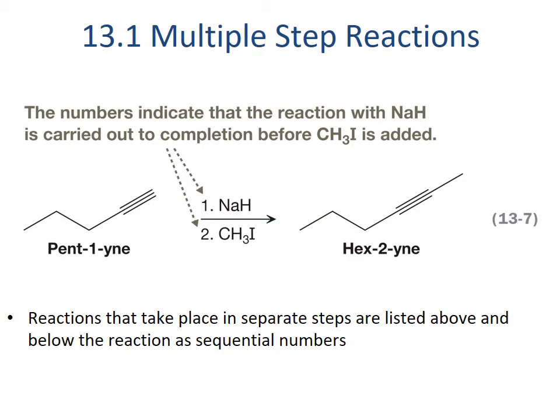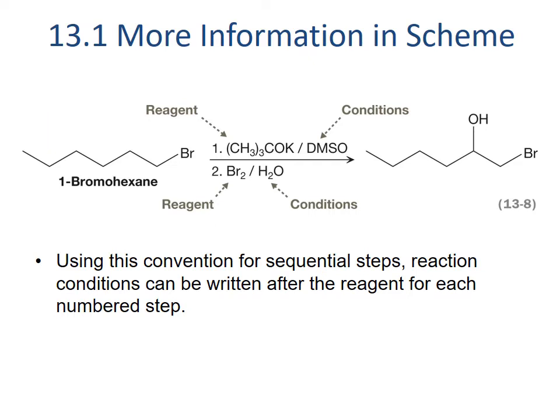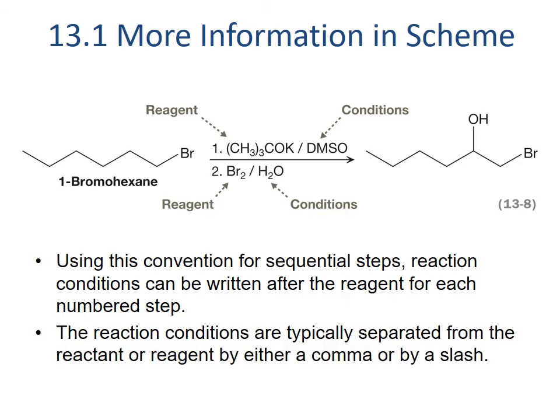Solvents, temperature, time, and other conditions are listed below the arrow. Sometimes a single reaction takes place with multiple distinct steps. When this is the case, numbers are listed before the reagents that are added as discrete steps. So in this example, we have sodium hydride first, and then we have methyl iodide afterwards. If conditions are specified for a multi-step reaction, they are often written directly after the reagent, separated by a comma or a slash. In this example, the first step uses DMSO as a solvent, and the second uses water as an added solvent.